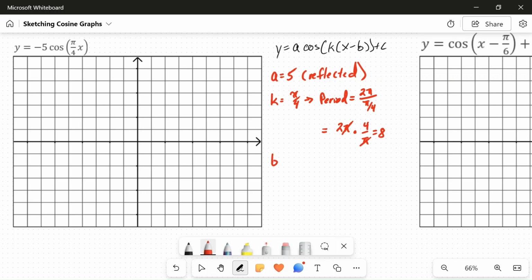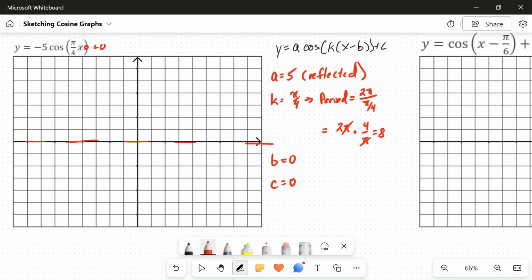Then we look at our b value. There's nothing in here, so it's just a 0. And our c value, there's nothing on the outside, so that's just a 0 as well. So the graph is not moved, it's not shifted left or right, it's not shifted up and down. So the midline is still the x-axis. So we'll put that midline in there.